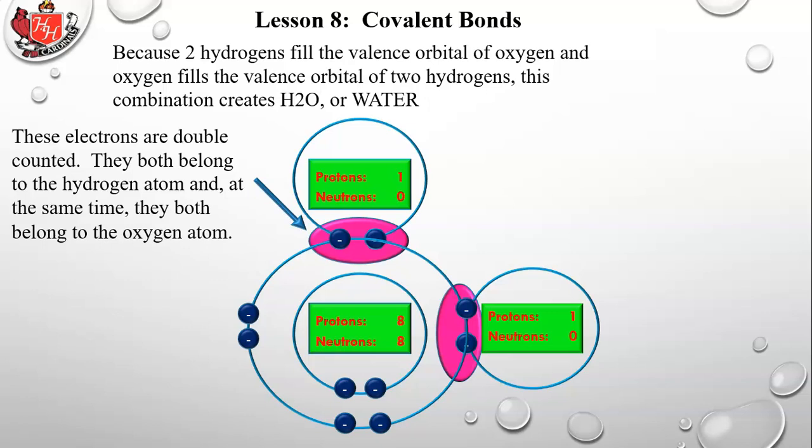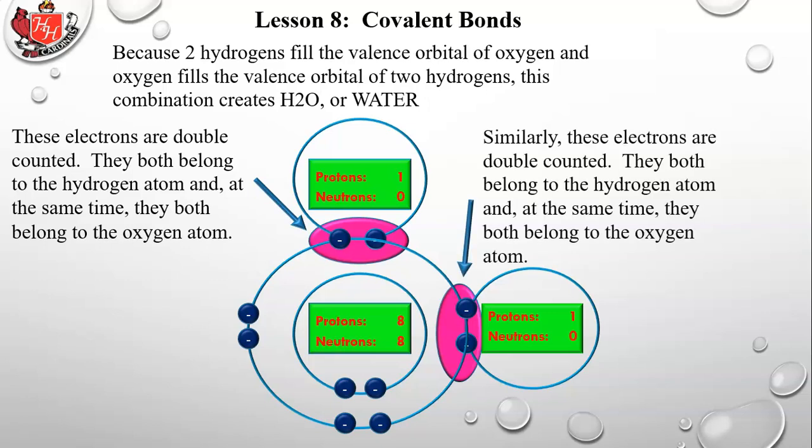So these electrons are double counted. They both belong to the hydrogen atom, and at the same time they both belong to the oxygen atom. Similarly, these electrons are double counted. They both belong to the hydrogen atom, and at the same time they both belong to the oxygen atom.